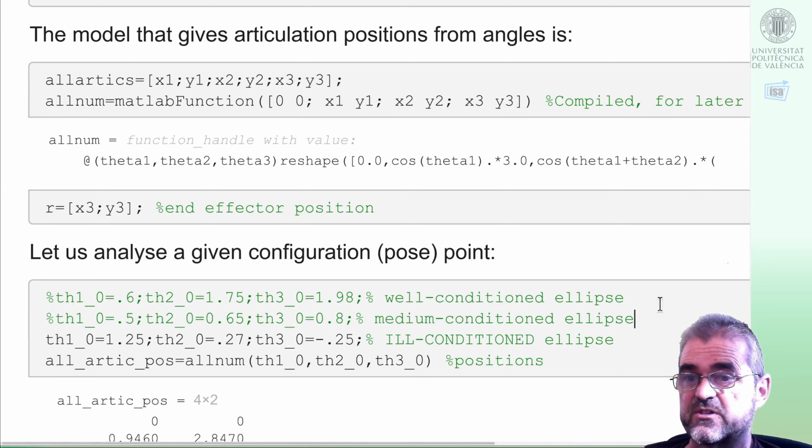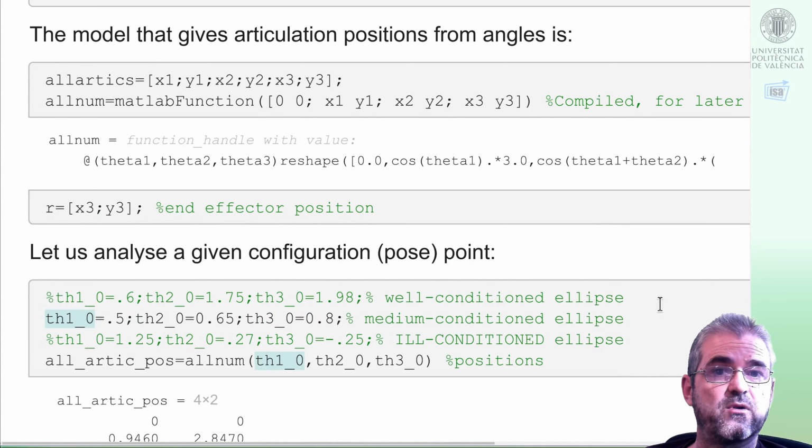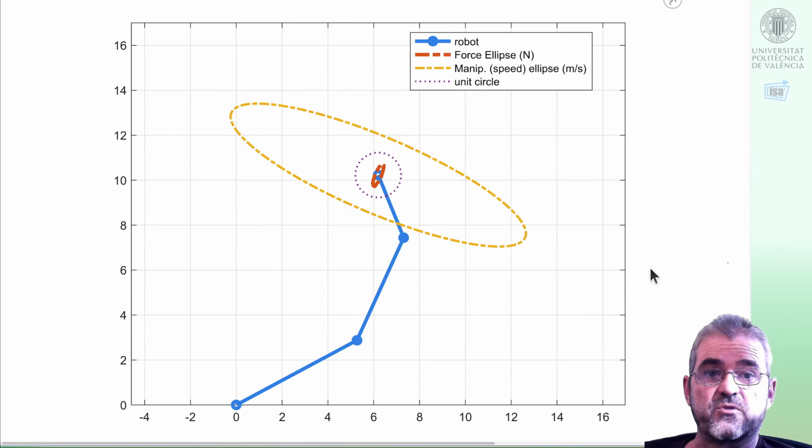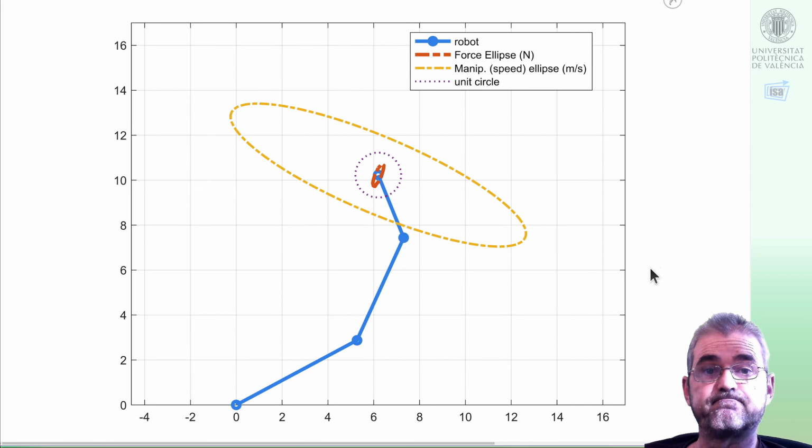Of course, this was close to a singularity, but you can try any pose you wish. So in here we have another pose with the same inverse relationship between speeds in yellow and forces in red. So in summary, in physical non-scaled units, the Jacobian defines a velocity ellipsoid and a force ellipsoid which are dual, same axis direction but inverse axis length.